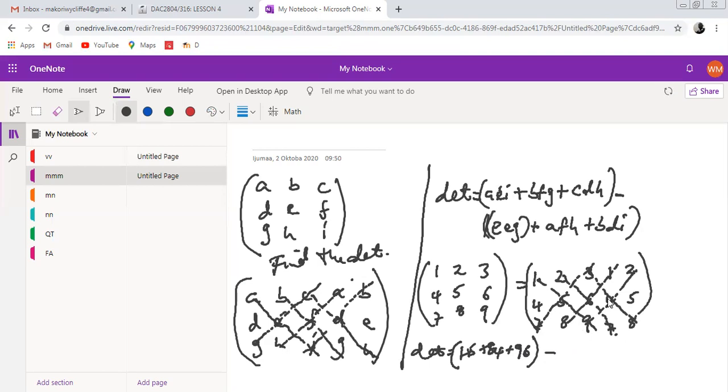Minus the sum of the product of the other diagonals. That is 7 times 5 times 3. You get 105, plus the product of this, 8 times 6, 48, plus this, which is 72.